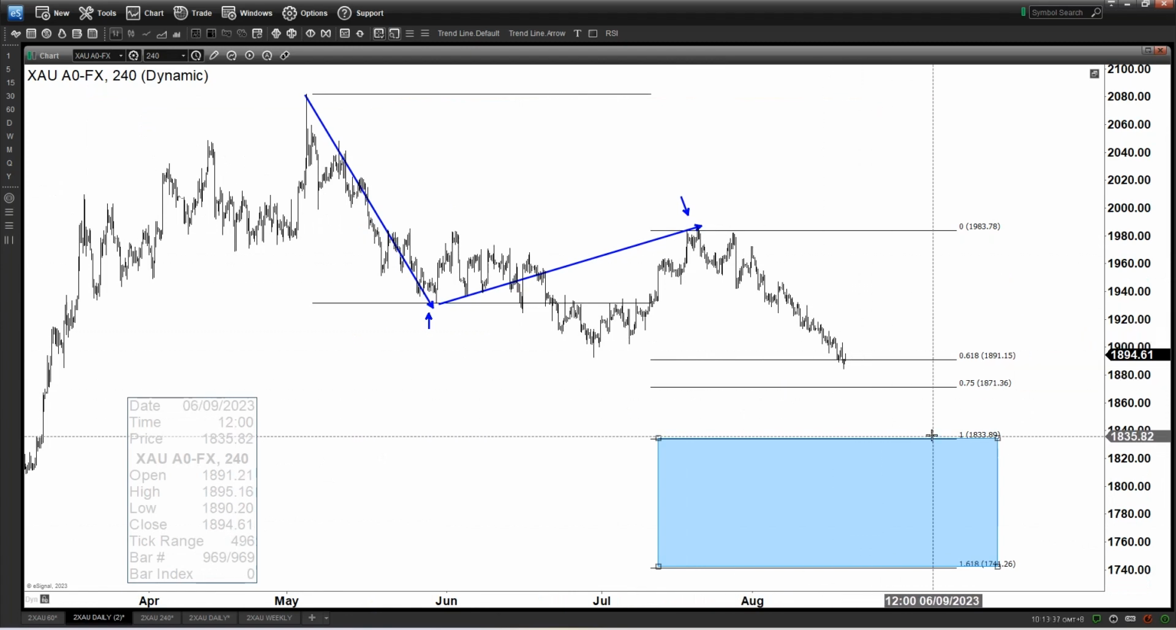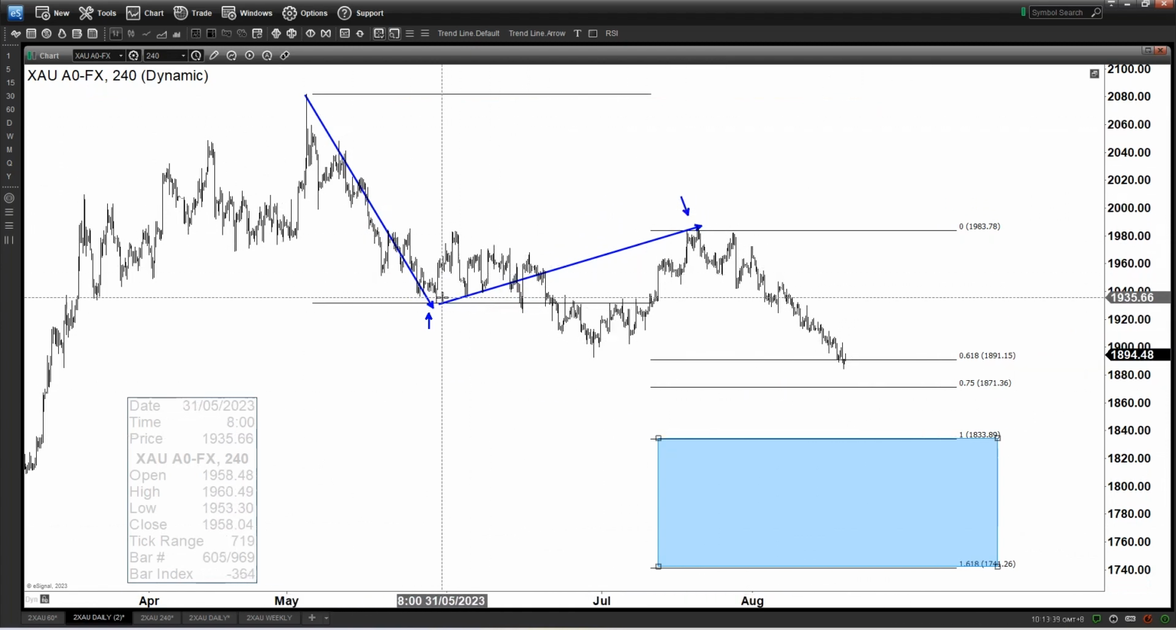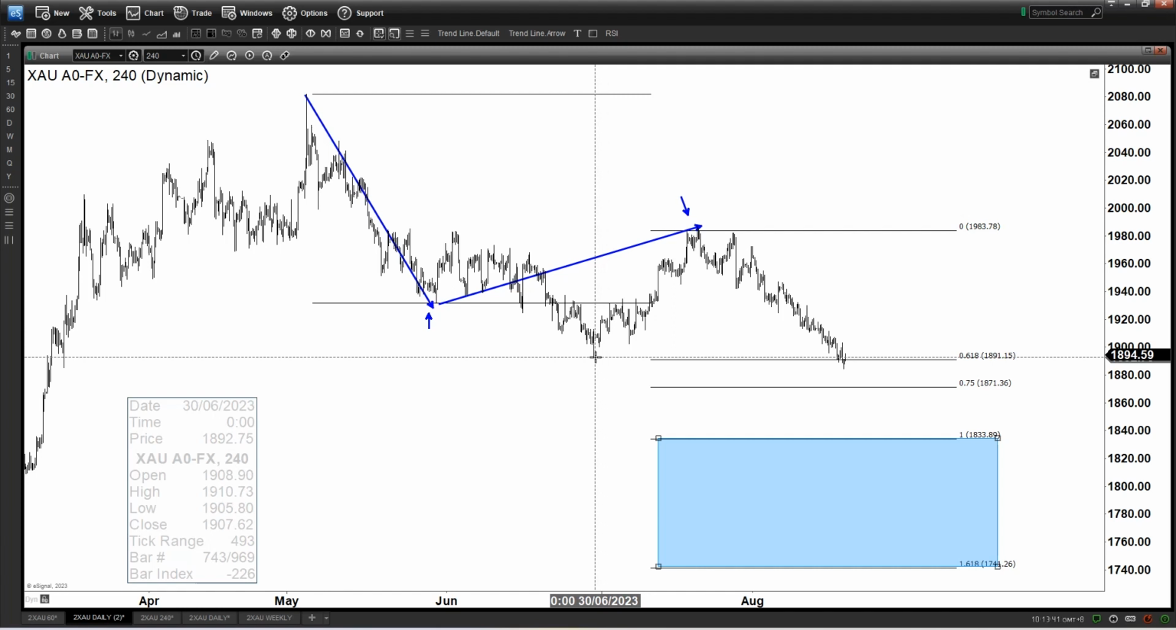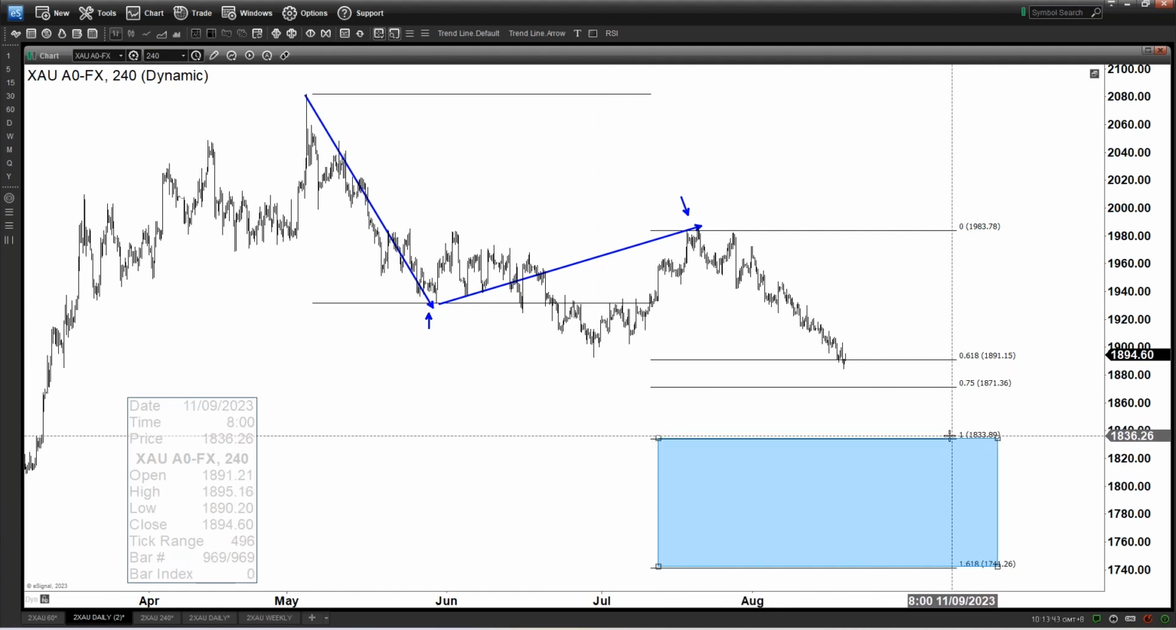we have not reached the ideal 100%. No matter whether you use this one as first swing or this one as your first swing, the minimum is like 1833 ideally, right, before we find support. Alright, so that's the update here for today.